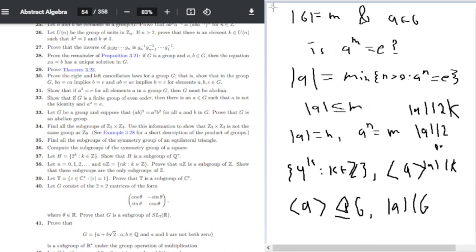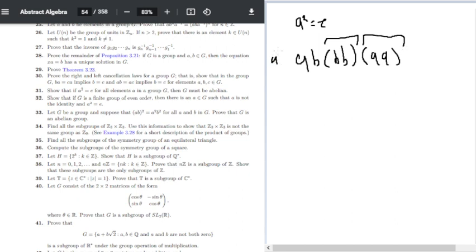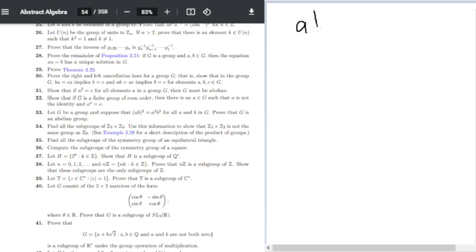Oh gosh, okay. Let me go back one exercise. Alright, so first of all, let's go back to 31. Show that if a squared equals e for all elements a in a group G, then G must be abelian. So suppose a squared equals e for all of them. Now a, b, b, b, a. This is equal to e, this is equal to e. So ab is equal to that, is equal to, by associativity, a, b, b, b. So okay, ab is equal to ba.